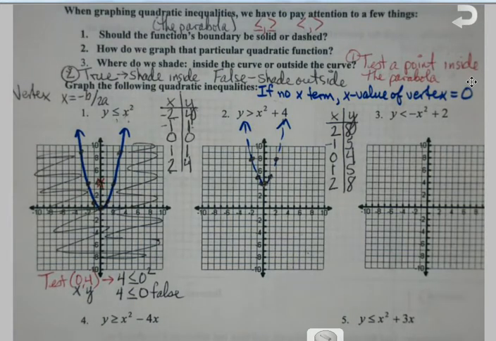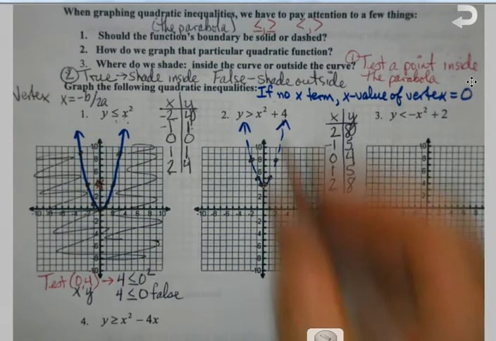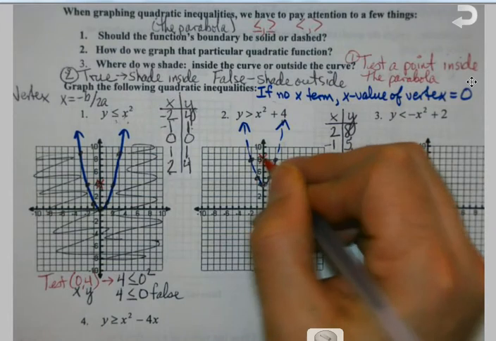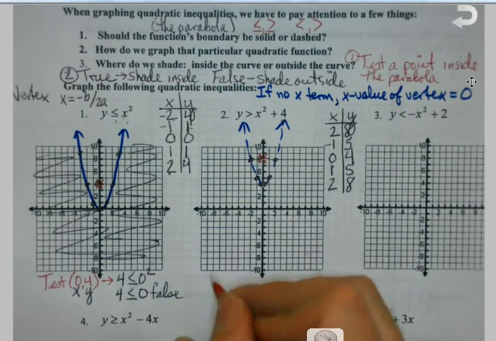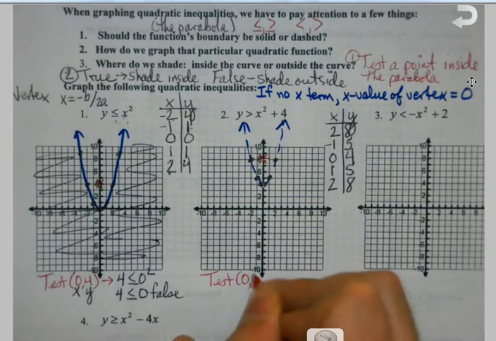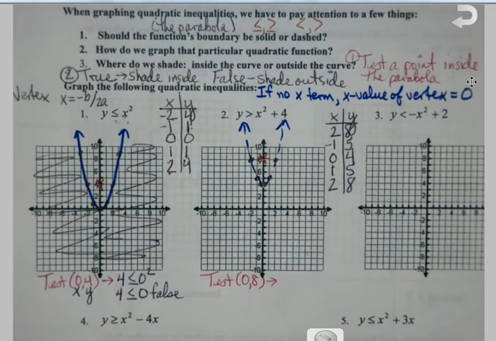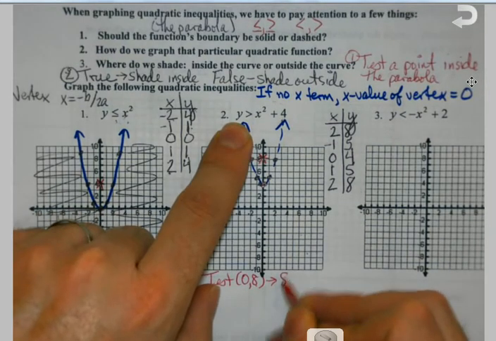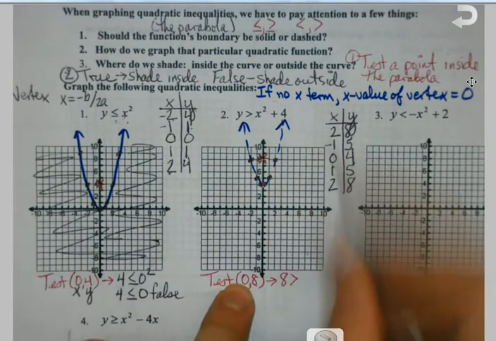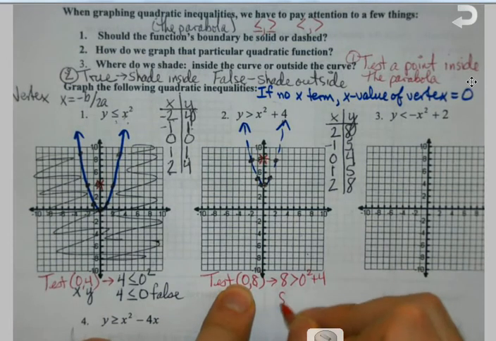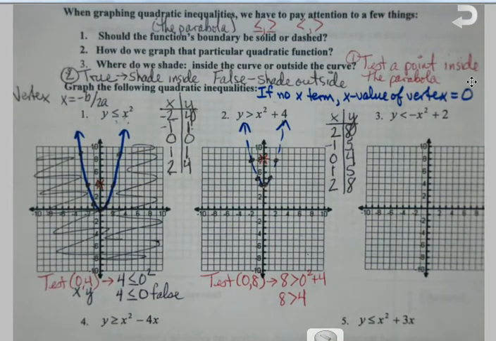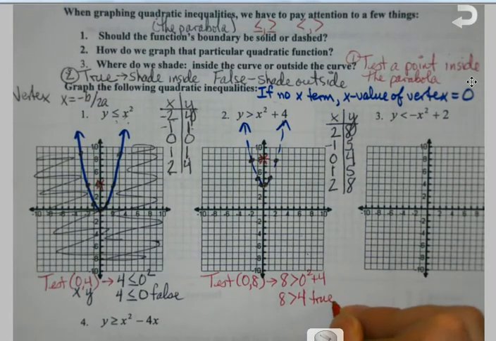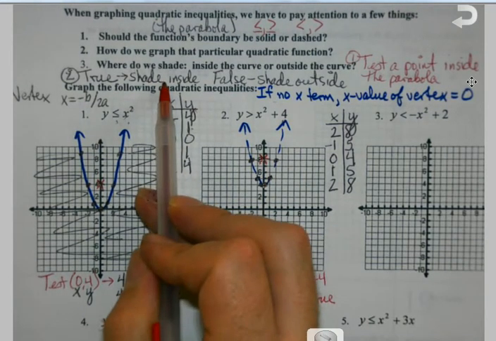So once I do that, again, pick any point inside the parabola. Now, I always like using something on an axis because it lets me play with 0, which is easy. So like here, let's say I pick 0, 8. Anywhere inside. So if I test 0, 8 out, again, this is my y, so I'd have 8 is greater than 0 squared plus 4. Is 8 greater than 4? Yes. That's true. And if it's true, I'm going to shade inside my parabola.